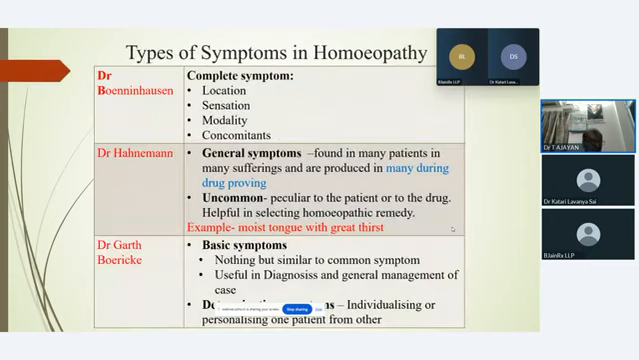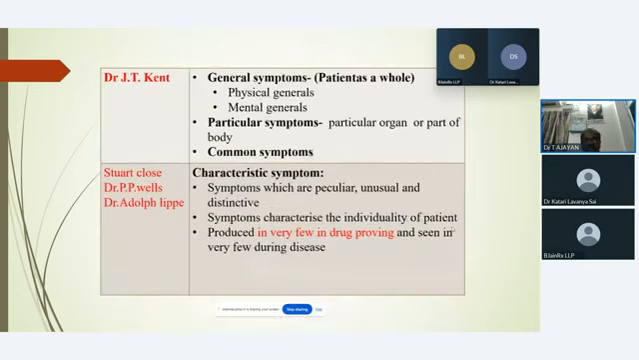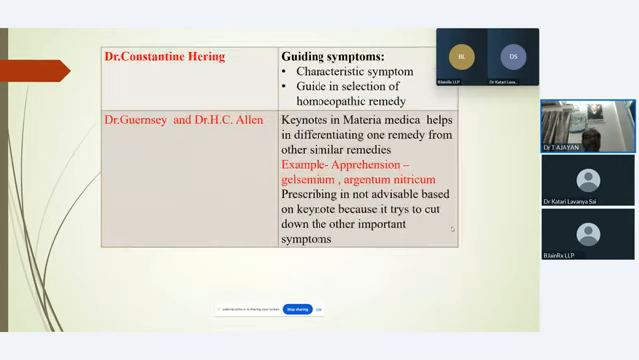These are the types of symptoms. Boenninghausen explained the symptom as location, sensation, modality. Hahnemann also explained the general symptom. Dr. Gardenborg basically says a basic symptom. I'm not going into the details. Dr. J.T. Kent takes the patient as a concept, as a whole: first importance is given to mental generals, then physical generals, then particulars, then common symptoms. Then again, Constantine Hering gave first importance to the guiding symptoms, and our Knerr Repertory is also based on these guiding symptoms.